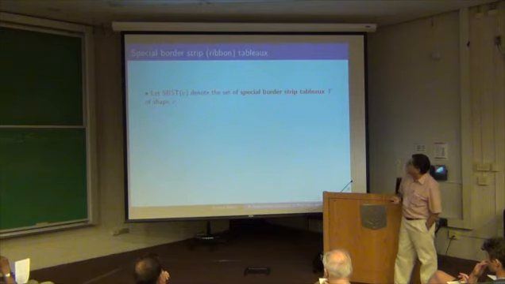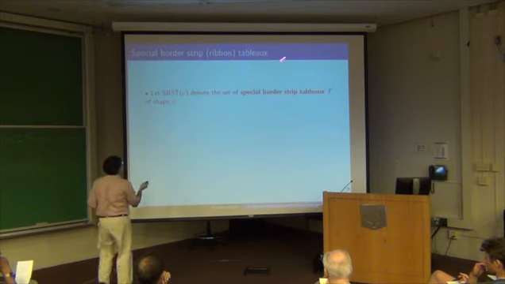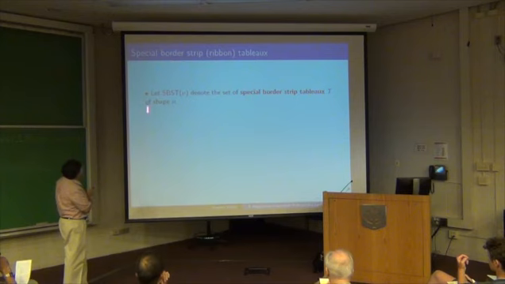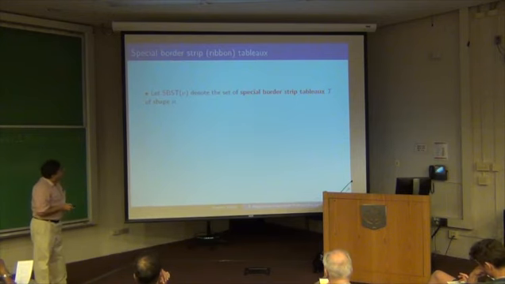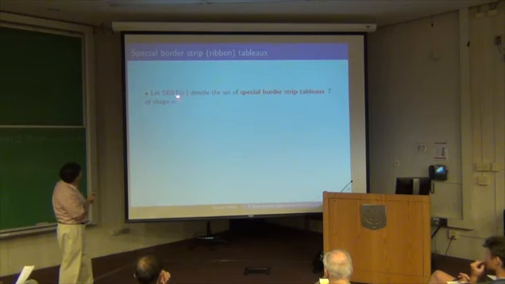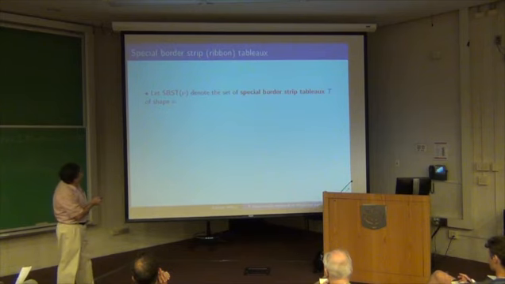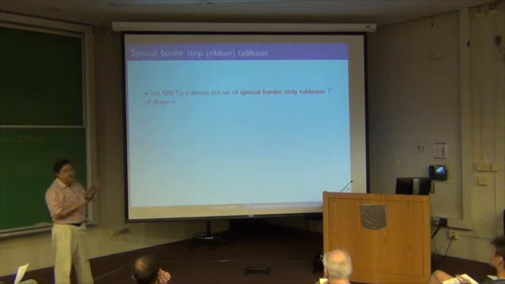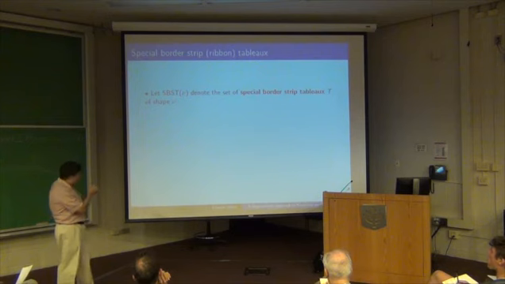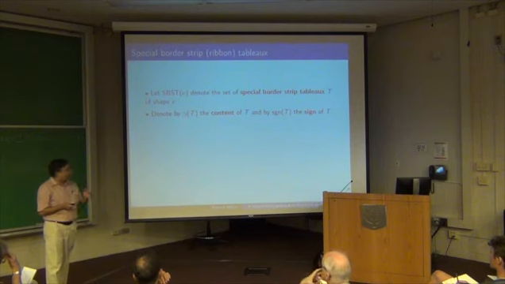I will use new ingredients to try to improve this method. The first one is the notion of spatial border strip tableau, or spatial ribbon tableau. I will not give the definition. It is enough to know that there are some things called spatial border strip tableaux of shape gamma, nu. Of course, the entries are like border strips, and are spatial because they have to intersect the first column. And they have some notion of content and sign. The sign is essentially the same as the sign for the Murnaghan-Nakayama rule.